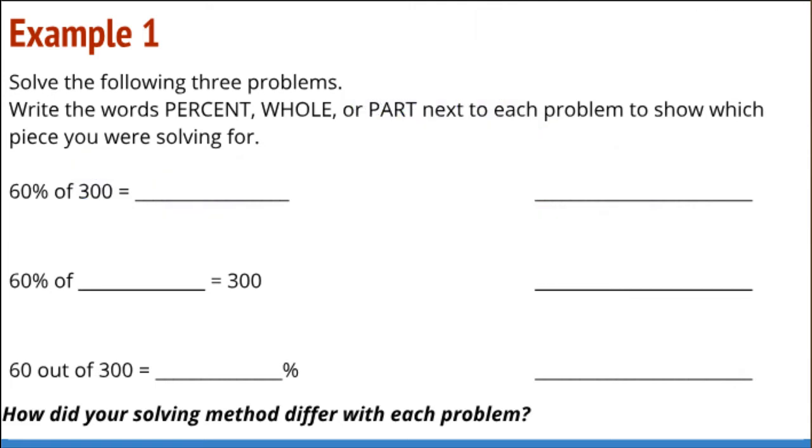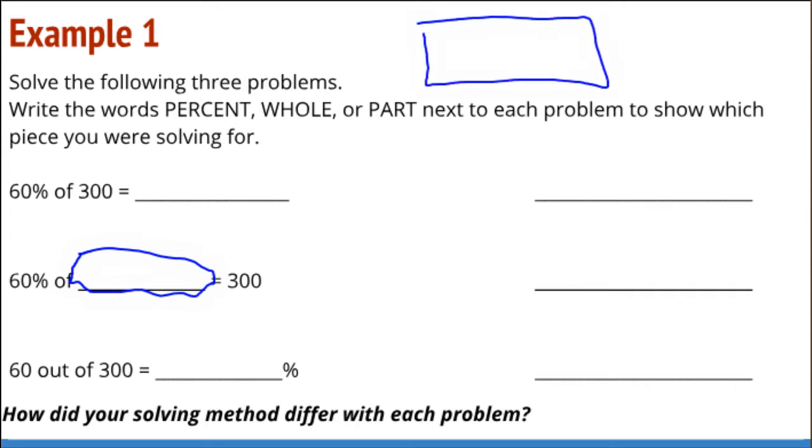All right, taking a look at the next one here. 60% of some number here is equal to 300. Well, thinking about my tape diagram here, they don't tell me what the total is. I know the total is going to be 100%, but I don't know its value. I don't know what it stands for.